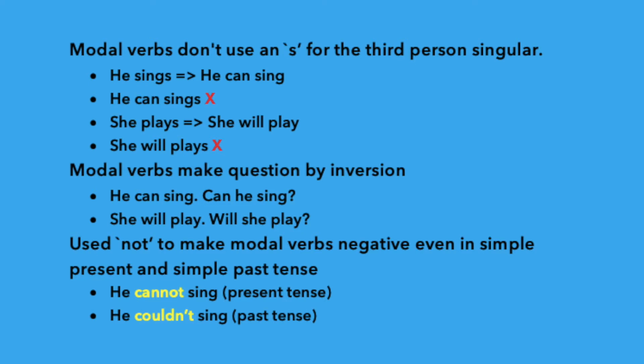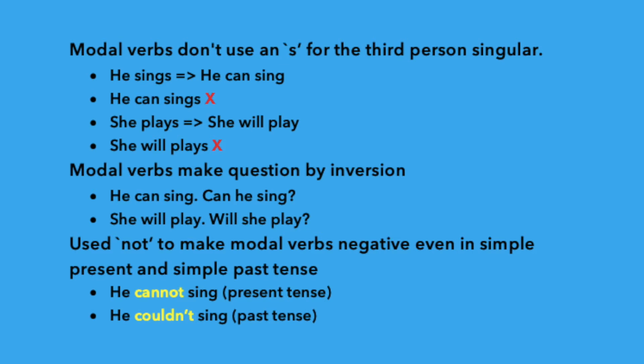He can sing becomes can he sing. She will play becomes will she play. They are all followed directly by the base form or the infinitive of another verb. You can see in the above examples, he can sing, she will play. We use the base form of the words sing and play.